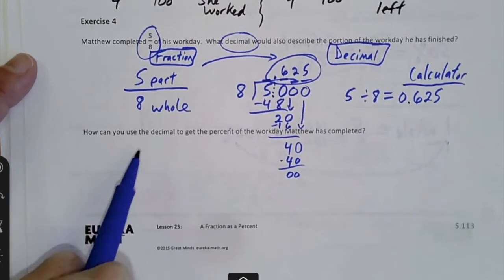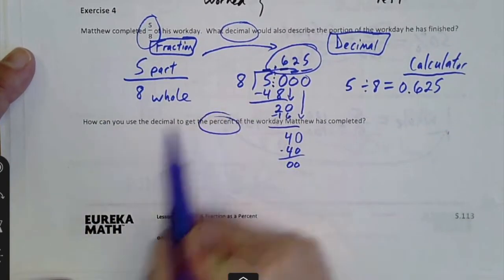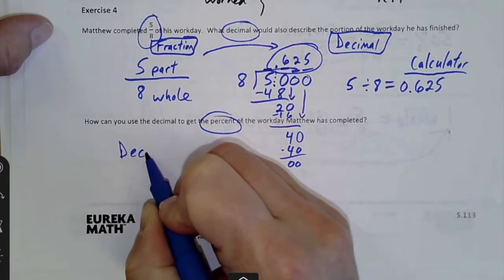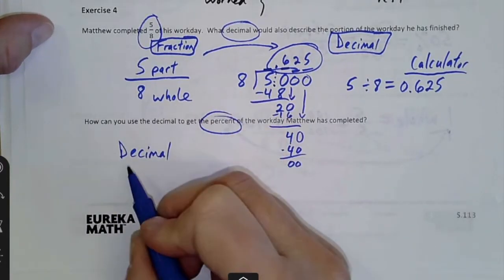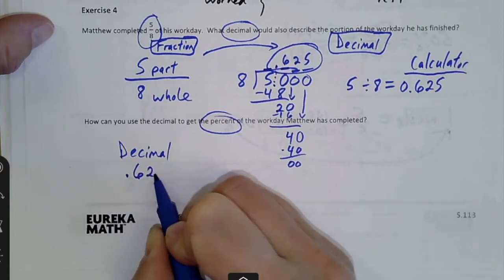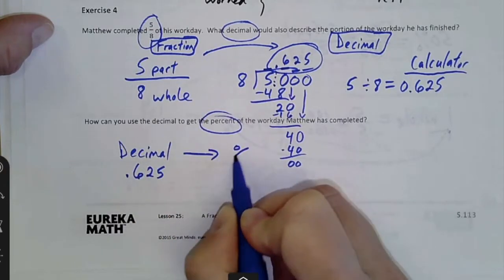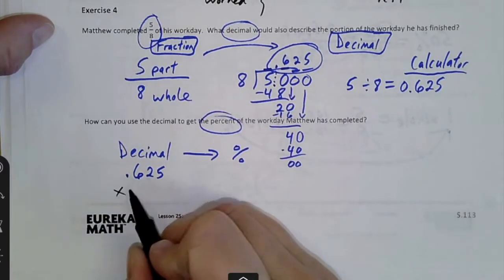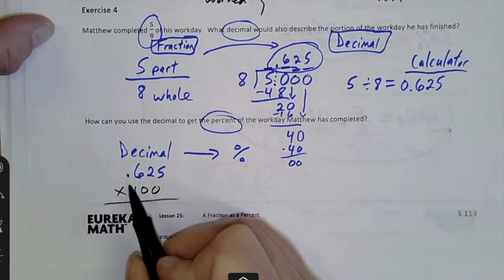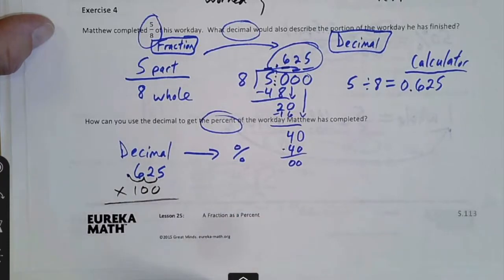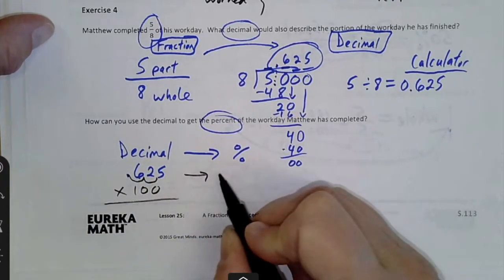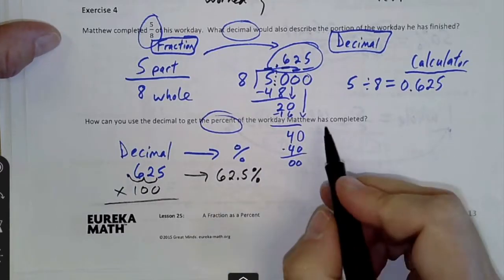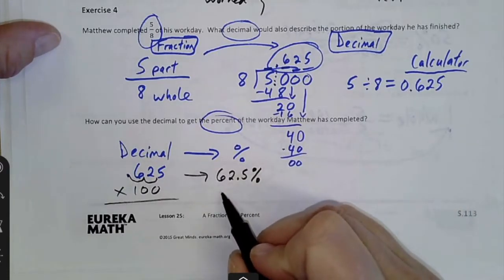How could you use the decimal to then get the percent that he's completed? So if we have the decimal, we said that was 0.625. How do we make that a percent? We just move the decimal over. Some people call it timesing it by 100. I say move the decimal twice to the right. Then that would leave us 62.5% is what he has worked.